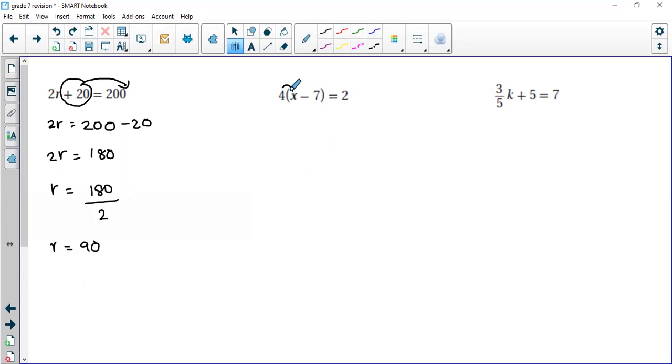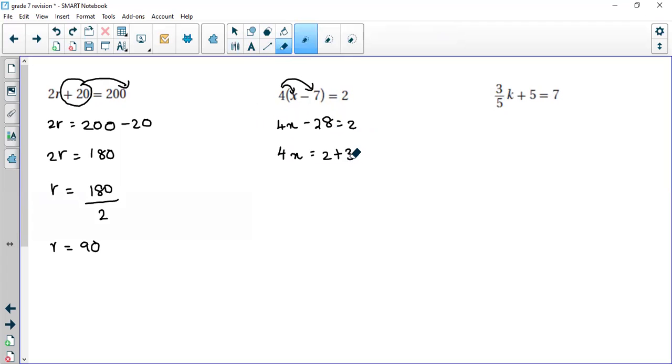Now this one, you need to remember that you have to multiply each term inside. So that will give you 4x minus 28 equals 2. Okay, which means you need to remove the negative 28 and move it to the other side. So that will give you 4x equals 2 plus 30, sorry, 2 plus 28, because it's minus 28 here. So when it moves to the other side, it will become plus 28. So 4x equals 30. x equals 30 over 4.